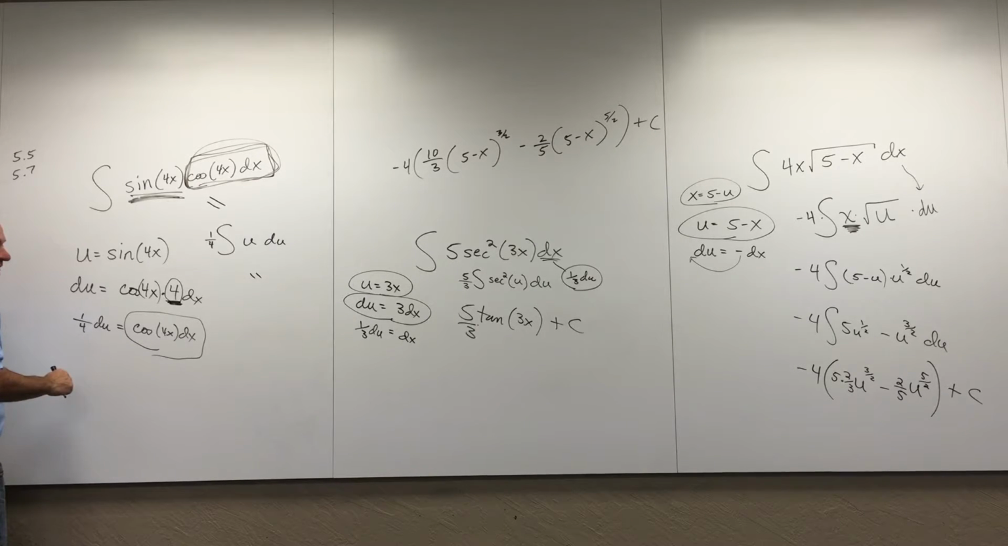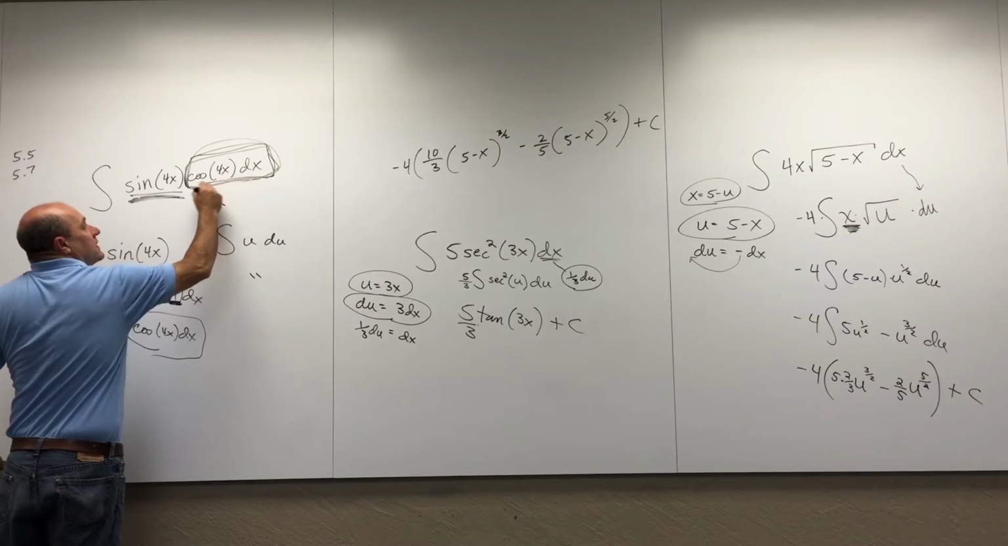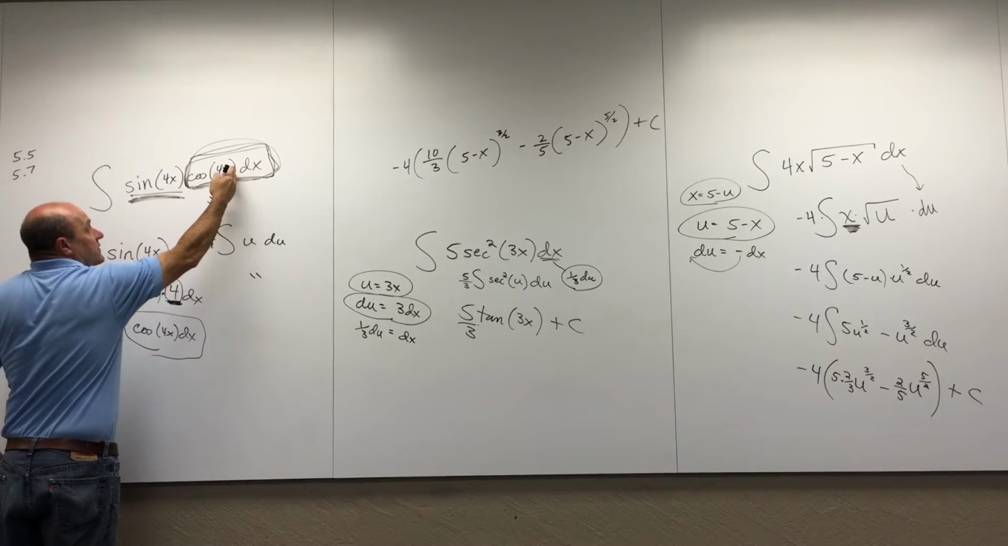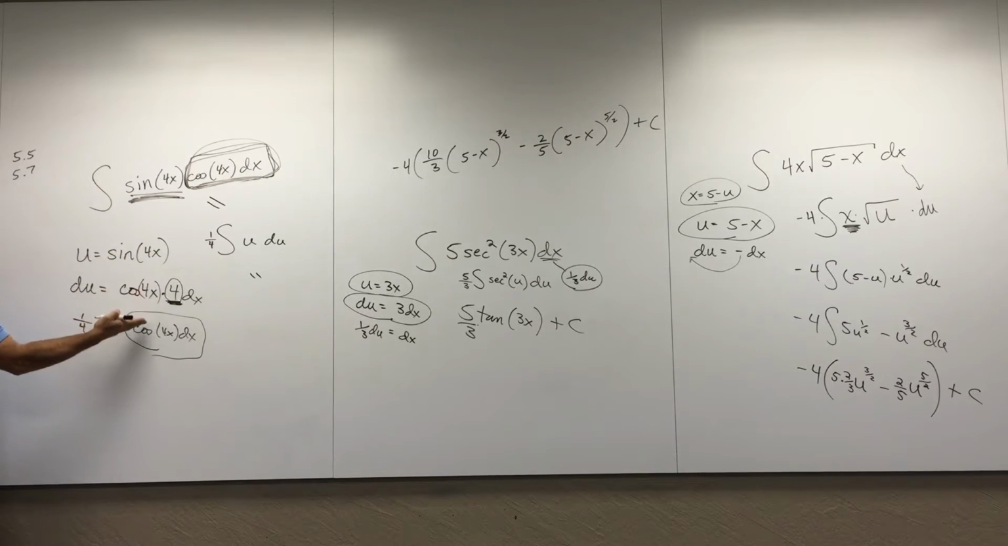But why do you have 1/4 integral of u du though? Because I replaced this with what it is. And what is this? This is 1/4 du. That's what this was. How do I know that? Because I did these steps over here. Here it is.